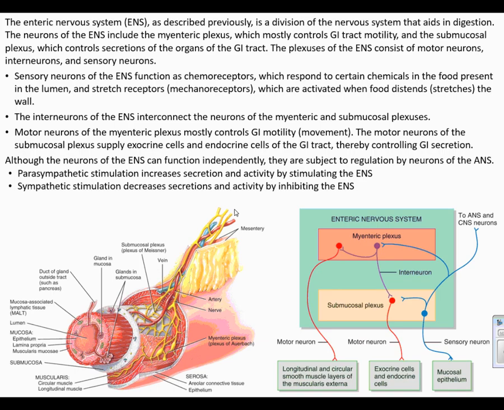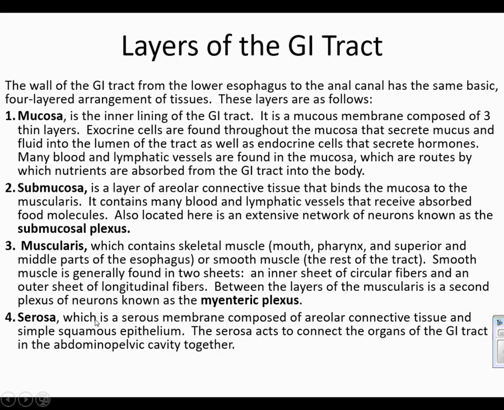And those are all labeled down here at the bottom of our page, where we can see this is the small intestine, but that is the mucosa. This is a very important layer. This is our inner lining of the tract. It is a mucous membrane composed of 3 thin layers. We have exocrine cells found throughout this layer that secrete mucus and fluid into the lumen of the tract. We also have endocrine cells that secrete hormones into our bloodstream that aid in various digestive functions.